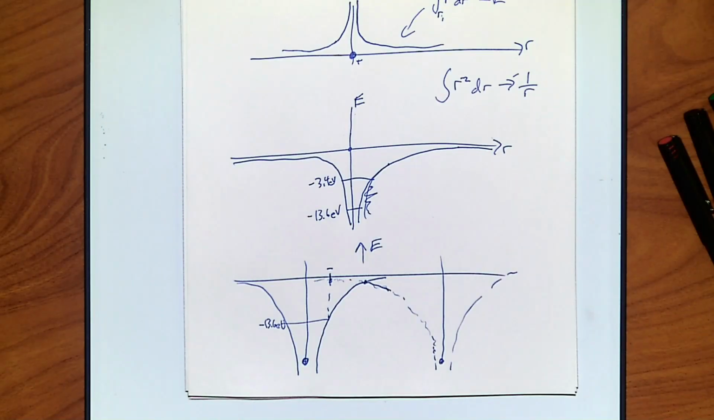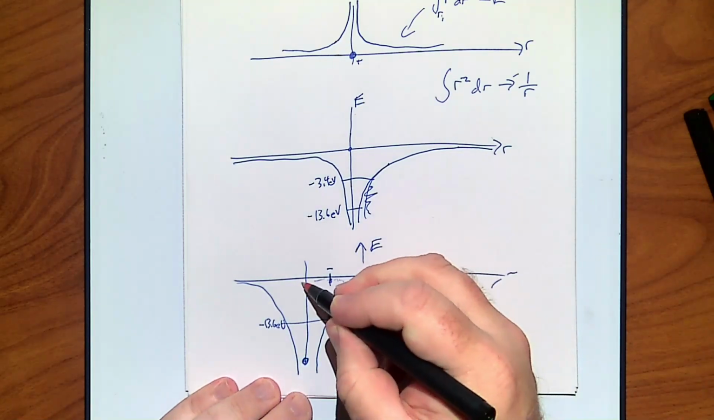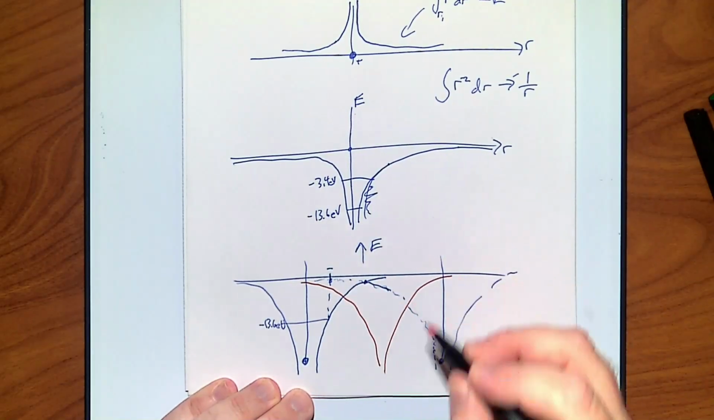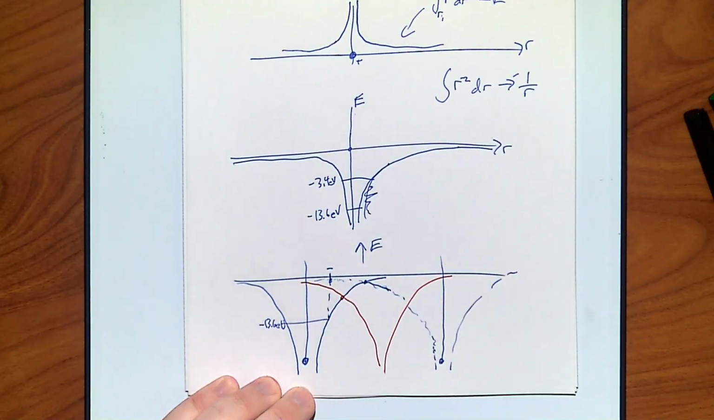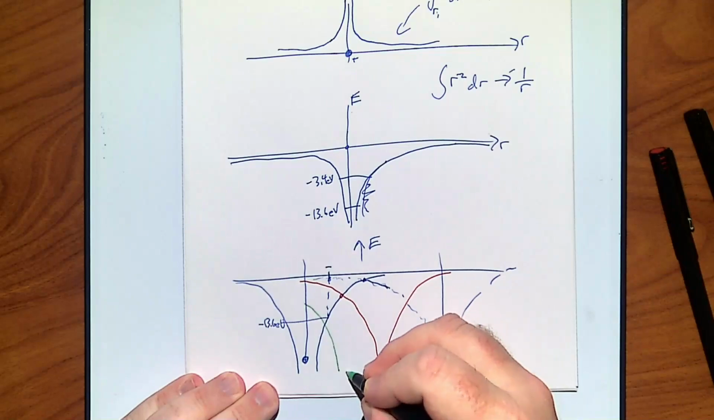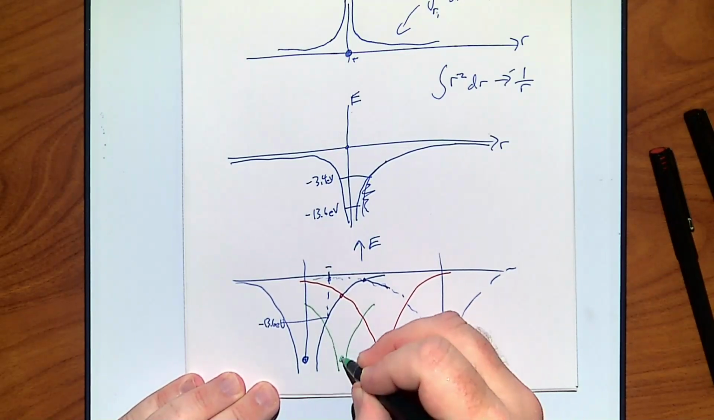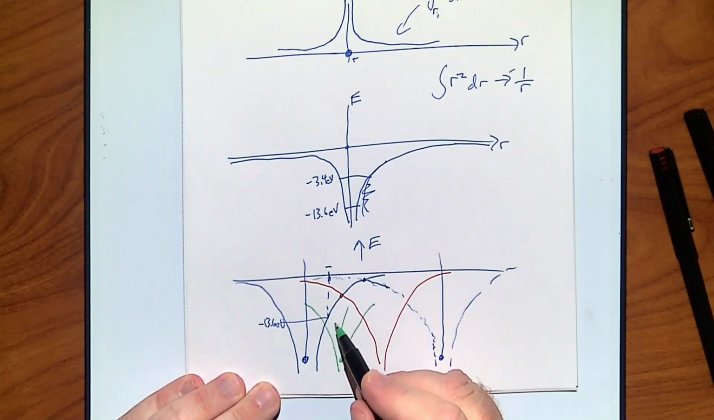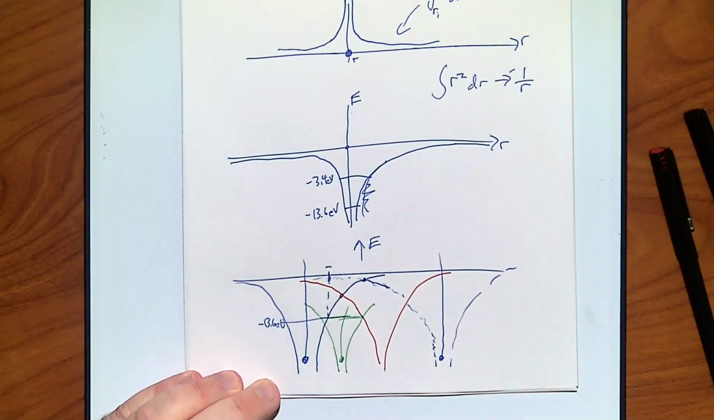Okay, what happens if I now move them closer to each other? Exactly. So I start moving it closer and I start seeing this happening, right? So the energy necessary to jump between them drops. And I can move them even closer. What happens if I move them this close? But they both have the same energy, don't they? 13.6. So what happens?